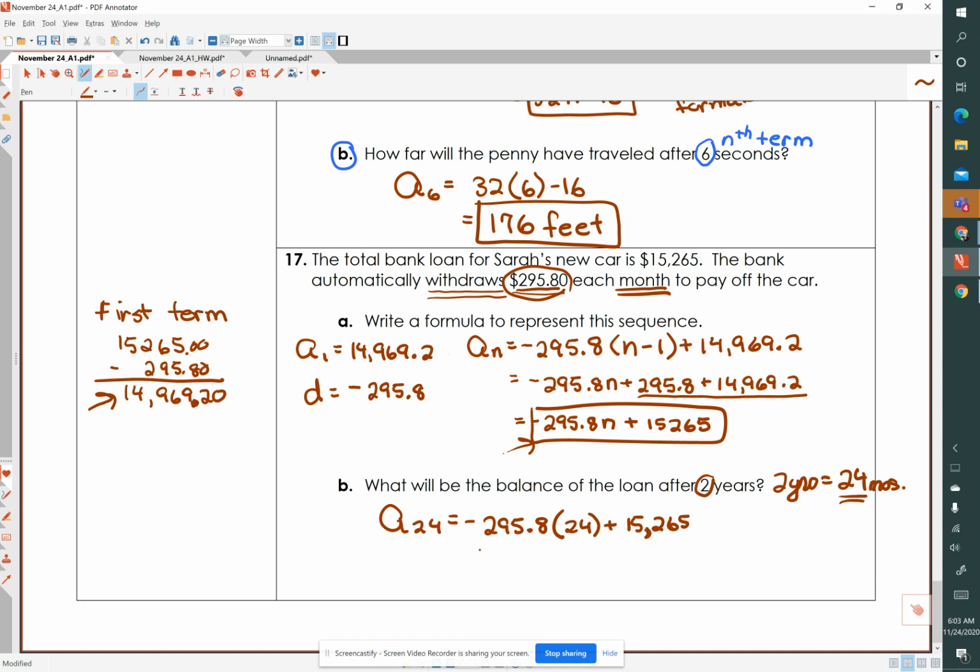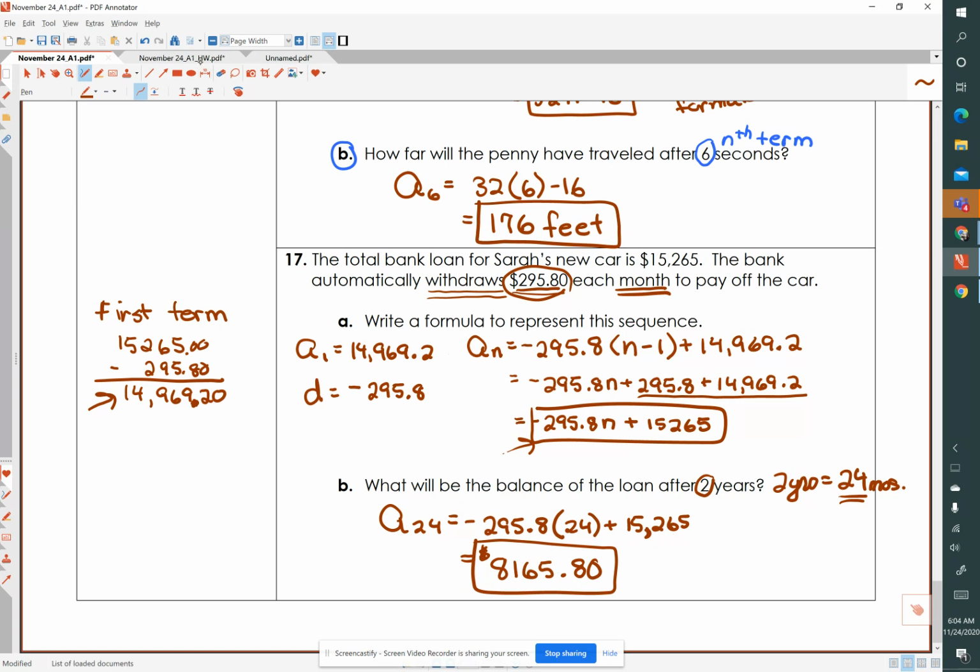So we combine like terms and we add. So we're going to multiply 295.8 times 24 and add 15,265. And when we do that, our final answer is $8,165.80. Now, because this is a final answer, I'm going to put the dollar sign and I'm putting the zero back because we use a number system that has 100 pennies to the dollar. So after 2 years, Sarah will still owe $8,165.80 on that car.